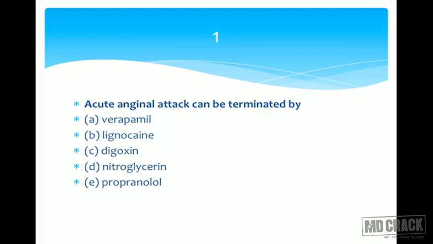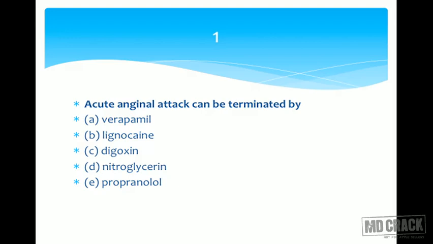Acute anginal attack can be terminated by verapamil, lignocaine, digoxin, nitroglycerin and propranolol. I hope you know the management of acute attack of angina. That's very essential to know. What's the first drug in acute attack of angina to terminate the anginal attack?